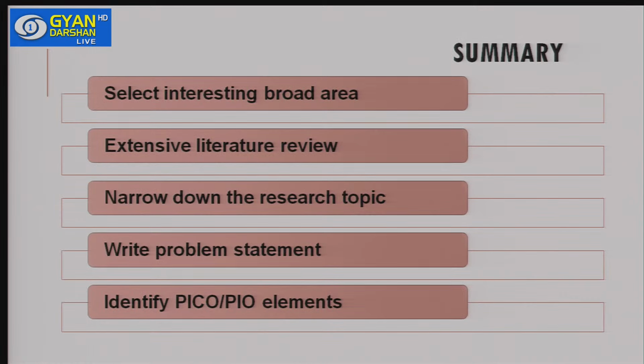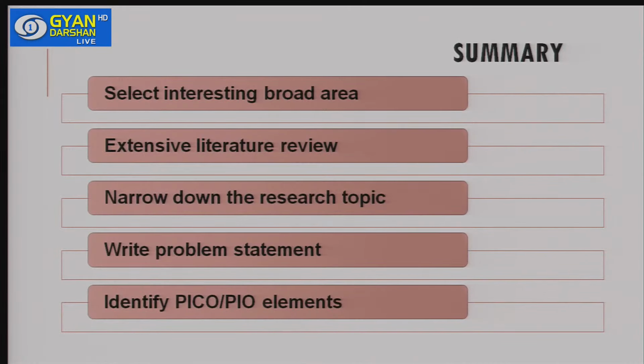So we can say, first of all, very important, select an interesting broad area. Again, you have to review the literature. You have to discuss. You have to find out the critical area from the clinical area or from the research findings. Do extensive literature review. That will help you to give justification and argument. Then you narrow down your research topic.